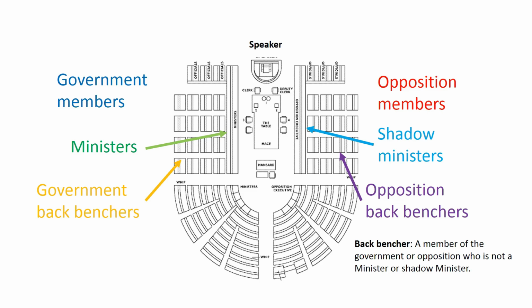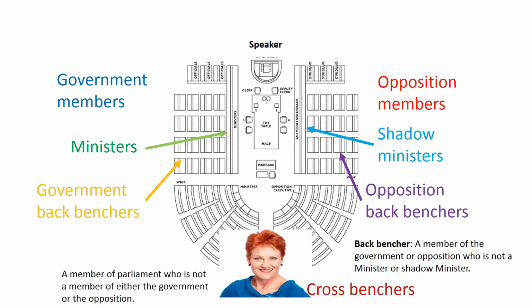And finally, we have some other members of Parliament who are not members of either the government or the opposition. Some of you may have heard of Pauline Hanson. She is actually a member of the Senate in the Commonwealth Parliament, but she's not a member of either the Liberal National Party coalition government or the Labor opposition. Instead, she's a member of a party called One Nation. She's also the leader of One Nation. She is called a crossbencher.